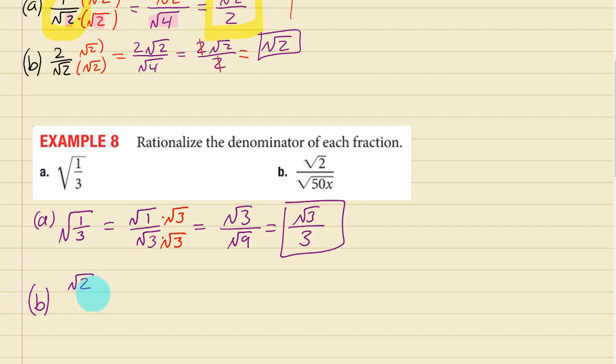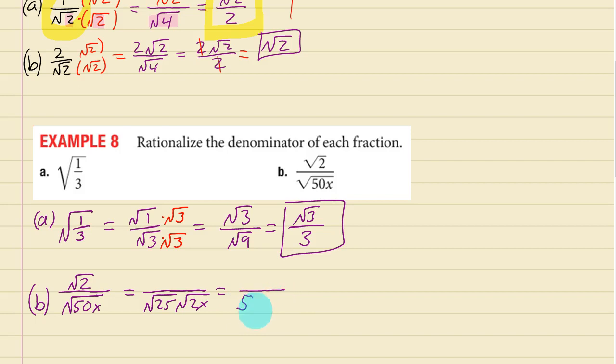We're going to take the root 2, I'll just leave that alone for now, and take the root 50x. And actually, before we rationalize this denominator, you might as well simplify it first and say there's a factor of 25 in that 50. And if we simplify that first as root 25 times root 2x, so that you can take the square root of that 25 and call it 5 times root 2x, that will save a step.